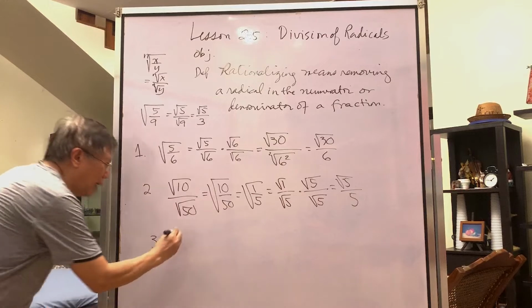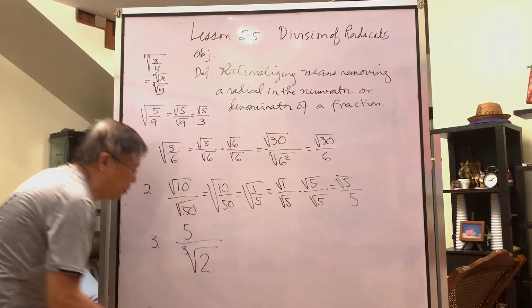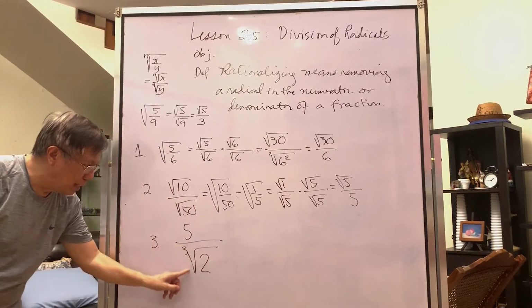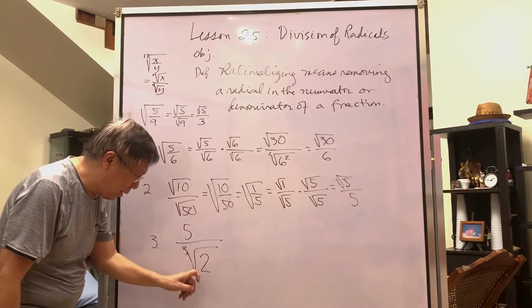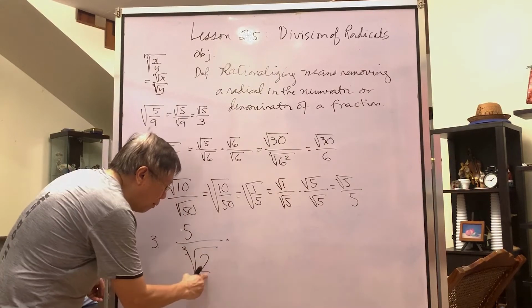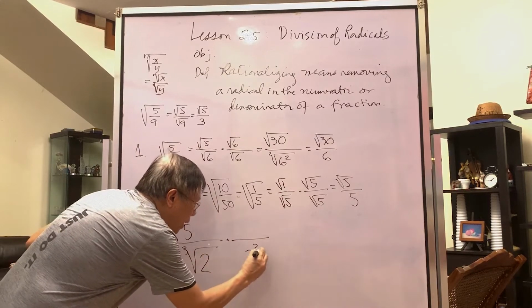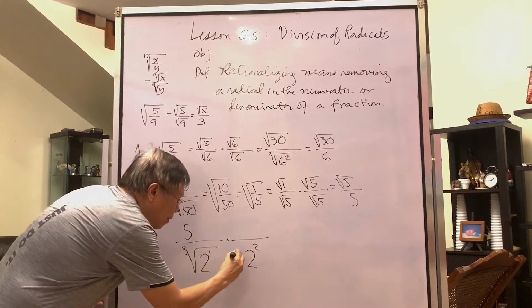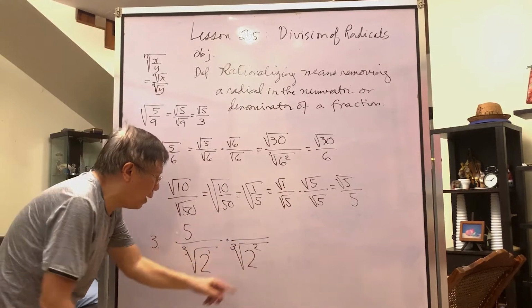Suppose we have 5 over cube root of 2. We want to get rid of the cube root of 2 in the denominator. So we need to have 2 a perfect cube. The only way 2 becomes a perfect cube is to multiply it with 2 squared. So 2 to the 1 and 2 squared will give me a 3. So the rationalizing factor therefore will be cube root of 2 squared.